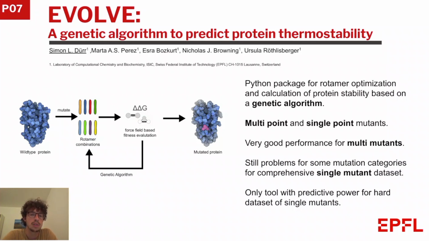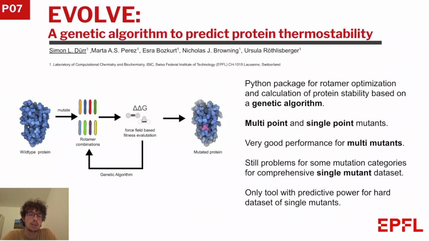On the poster I present a benchmark of this tool on 3 data sets of multi-point and single-point mutants. For the multi-point mutants, we see a very nice correlation to experimental values, and we use a variety of evaluation protocols that honestly report the performance. For the single mutants, we use 2 data sets. One is a very large comprehensive data set that comprises all of these single site substitutions on the GB1 protein. And here our approach, in some categories, is better than state-of-the-art, so better than, for example, Rosetta.